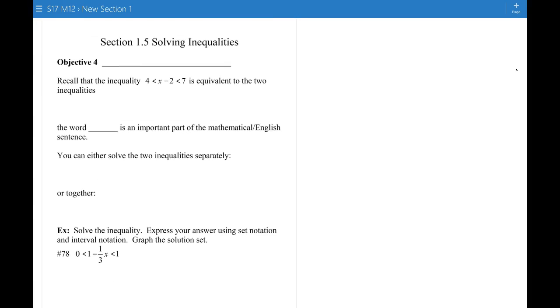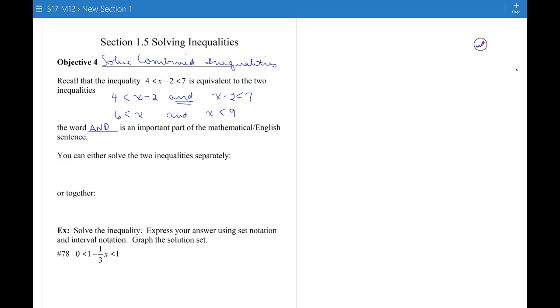So section 1.5 is solving combined inequalities. So recall that the inequality 4 is smaller than x minus 2 is smaller than 7 is equivalent to the two inequalities 4 is less than x minus 2, and the word and is important here, and x minus 2 is smaller than 7. So basically we're solving two smaller inequalities here. So we have x is bigger than 6 and x is smaller than 9. So the word and is a really important part of the solution.